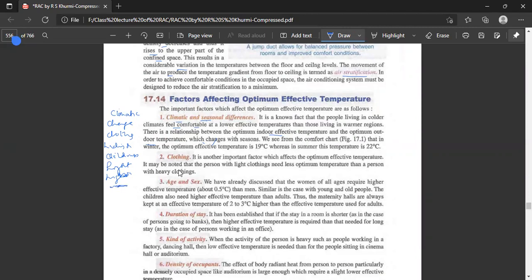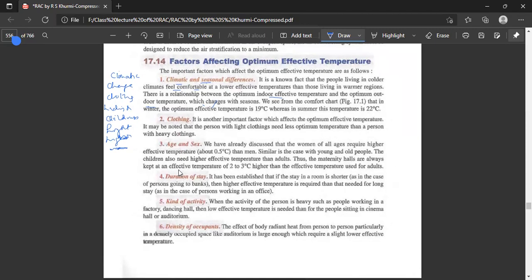And there is the duration of the stay. If you stay a comparatively short time, you require a comparatively higher effective temperature than for a longer stay inside the room. And what exactly you are doing: if you are working very hard, you require a lower effective temperature than if you are only sitting idle in a cinema hall or some auditorium. And the density of the occupants: the body radiant heat from person to person varies, and in a densely occupied space like an auditorium it is large enough, which requires a lower effective temperature.